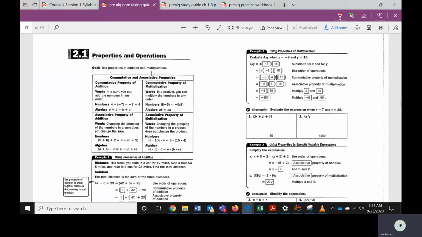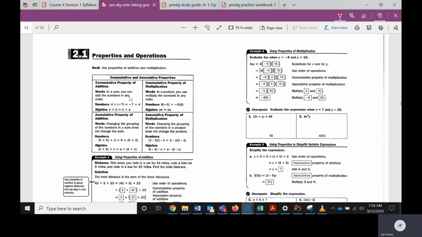Some of the properties, just so you know the words and what they mean. Basically, the properties in math are things you can do that won't change your problems. So first of all, commutative property of addition and commutative property of multiplication. All that means is you can change the order in which you do those operations. There is not a commutative property of subtraction or division because order matters in those two.